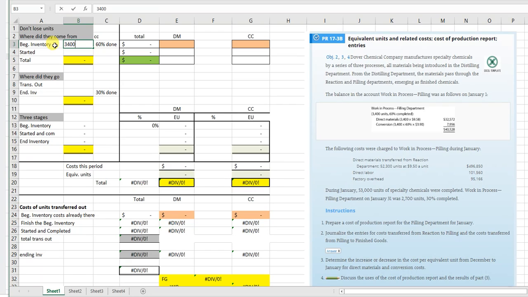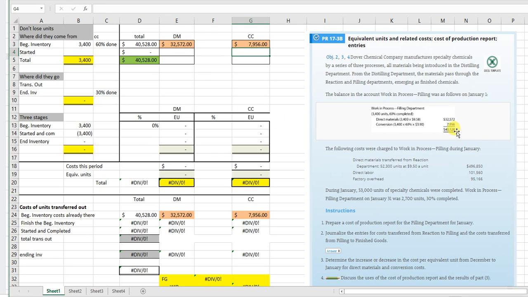But I have 3,400 that were 60% complete. However, what we need to do is ask ourselves, how much of the materials did we add? And all the materials come from the prior department. So they've already come from the prior department since they're sitting in work in process in the filling department. So this is only related to the labor and overhead. I'm also going to write some dollars down here, 32,572, and conversion costs, which are labor and overhead, is 7,956.